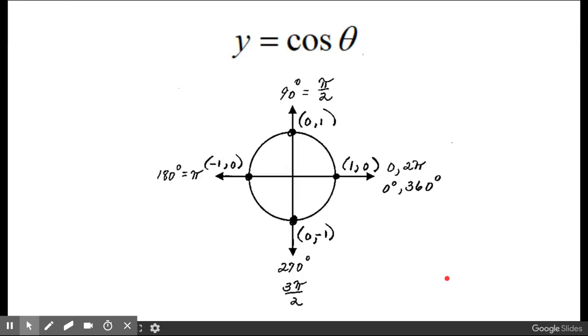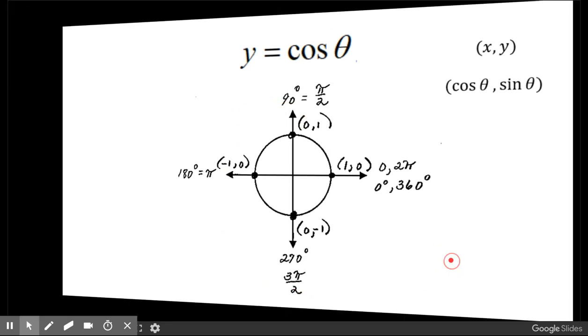The first thing you have to understand is how the parent function works. And here we have the unit circle, and we have all the coordinates, and we have the angles labeled in both radians and degrees. And remember, the coordinates are x comma y, or cosine theta, sine theta. And we're graphing cosine. So at 0, the cosine is 1. At pi over 2, the cosine is 0. At pi, the cosine is -1, and so forth.